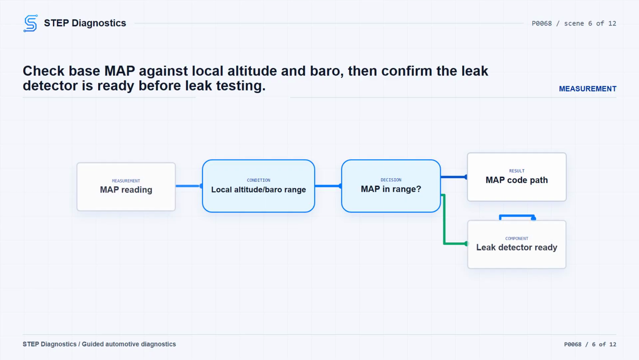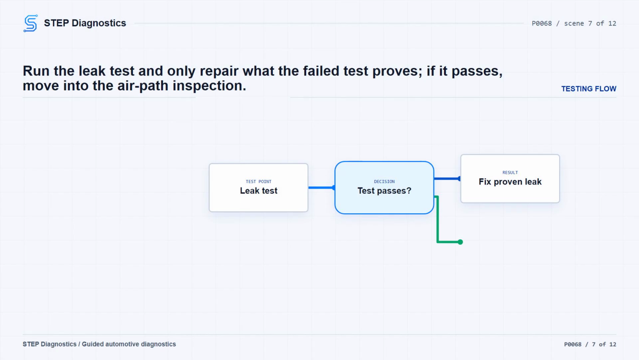If it is in range, confirm that the GE 52250 variable pressure leak detector is available. If that tool is not available and the return point is unclear, pause, recheck the earlier diagnostic path, and avoid guessing. With the leak detector available, run the component system leak test and verify it passes. If it does not pass, repair or replace only what the failed leak test proves is necessary.